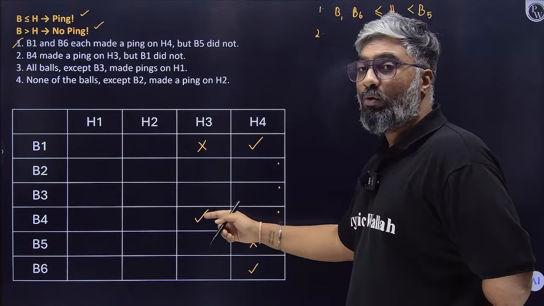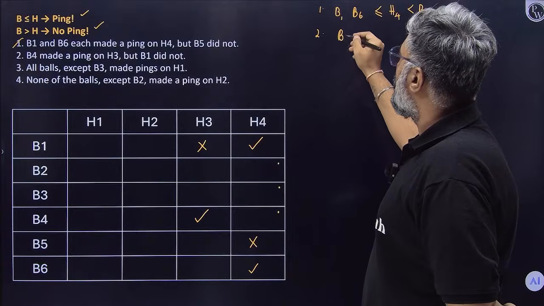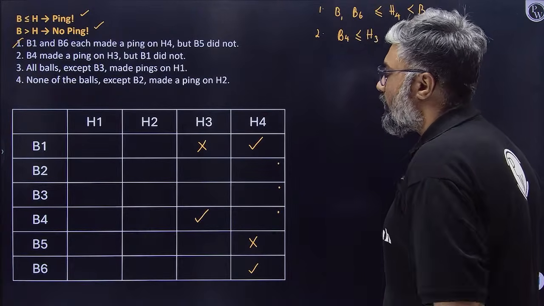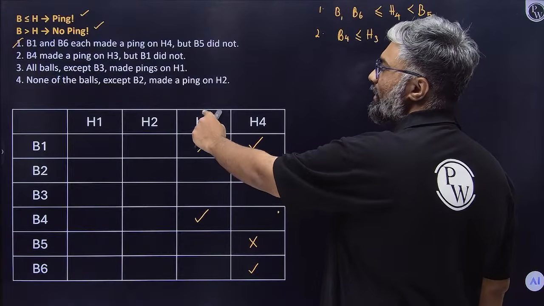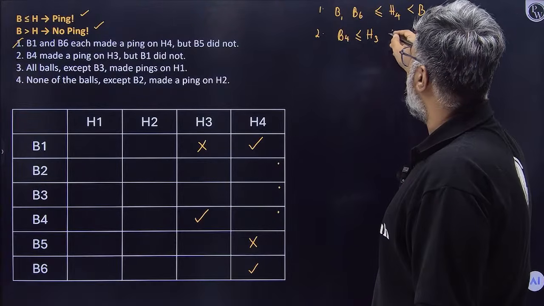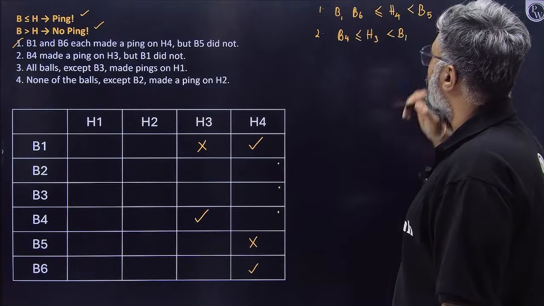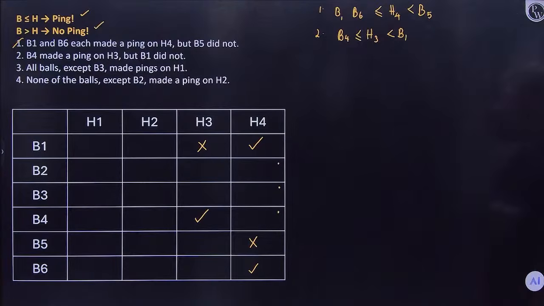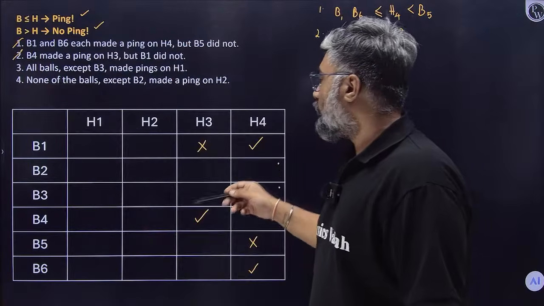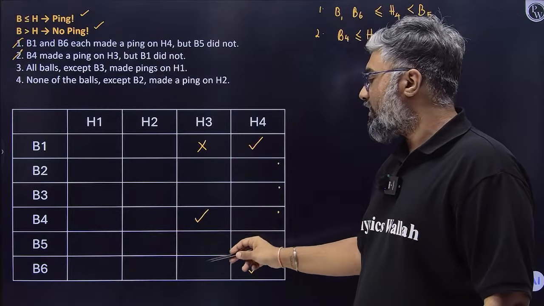That B4 is clearly lesser than or equal to H3, but B1 is for sure greater than H3. Got it? Perfect. Good to go. So far, are we clear? Very good. Let's move on. Again, nothing is told about B2, B3, B5 or B6 yet.